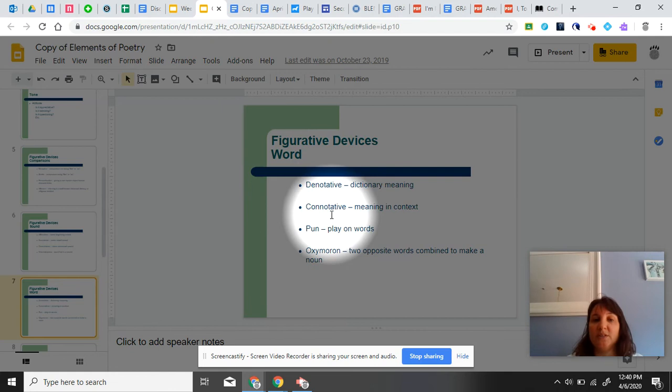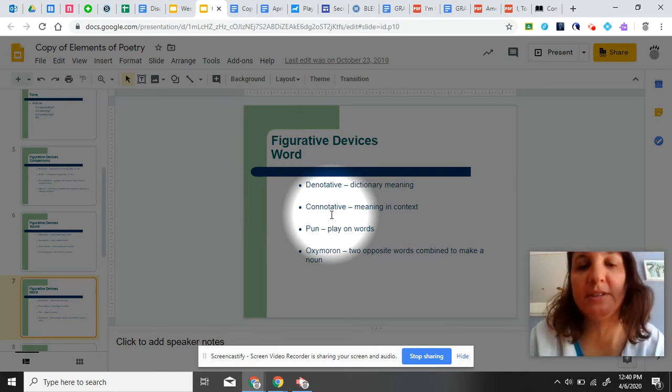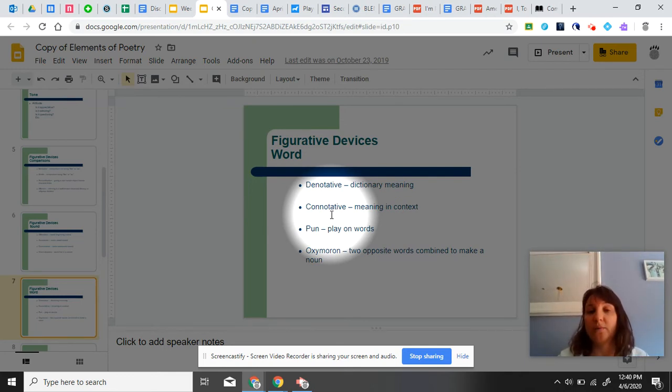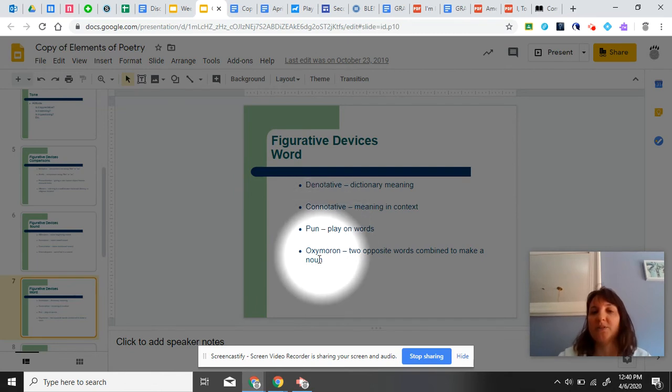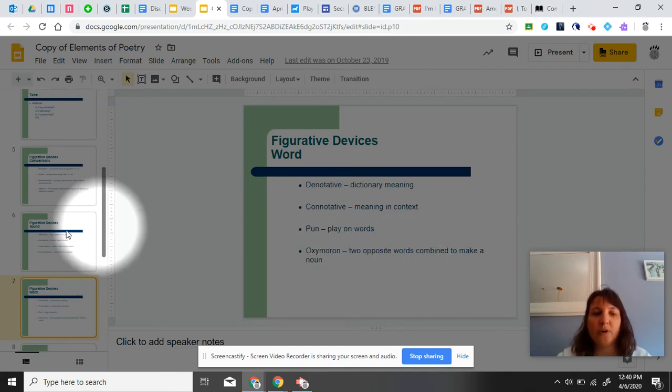And then you have word devices, and we talked about diction when it comes to tone. One of the word devices that you guys will see is diction, okay? All right, connotative meaning. Did they choose a specific word for a specific reason? Pun is a play on words. We won't see that too much because I'm not going to get into Shakespeare with you, but as you guys know, a lot of Shakespeare is comprised of puns. An oxymoron, two opposite words combined, like pretty ugly, deafeningly loud, jumbo shrimp. So you might have heard some of those before.